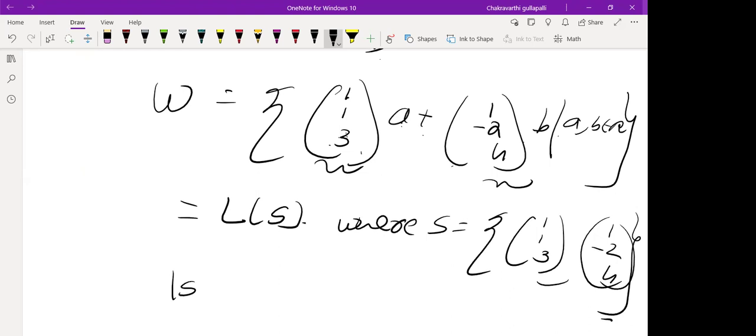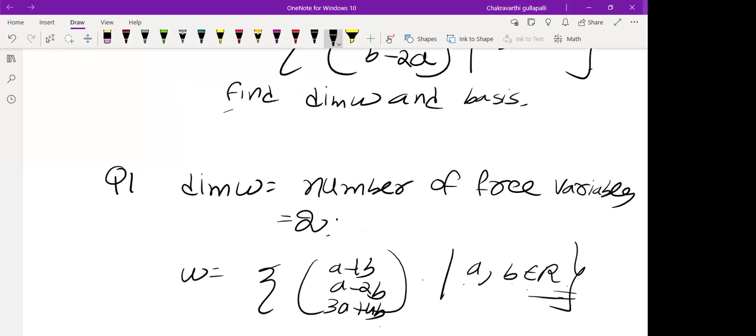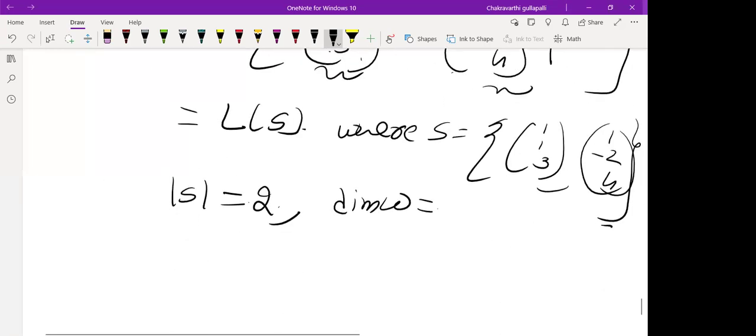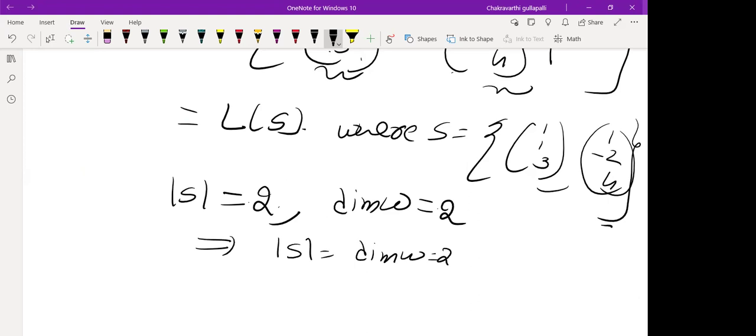How many vectors are there in S? Only 2 vectors, and the components are 3. What is the dimension of W? 2. Why 2? Because there are 2 free variables. Are the number of vectors and the dimension equal or not? Yes. And is it spanning or not? Yes. So whenever these two are equal and it is spanning, we need not check independence. Automatically, S is a basis.